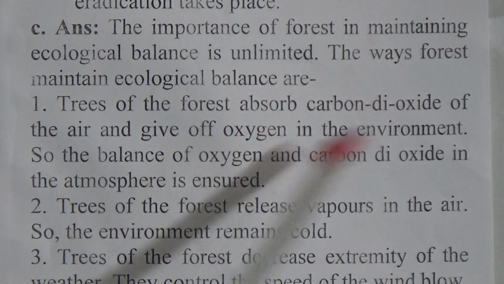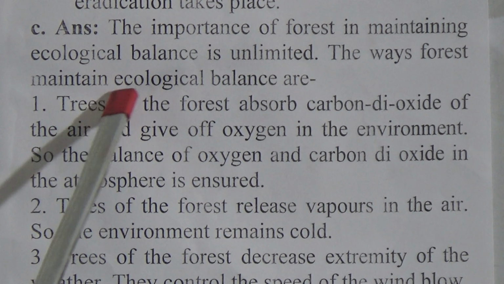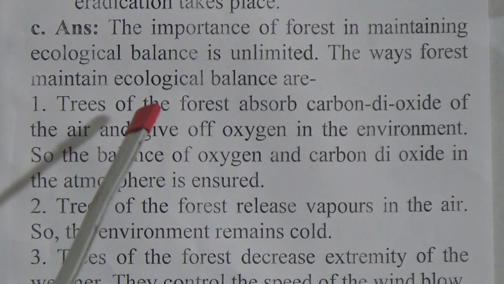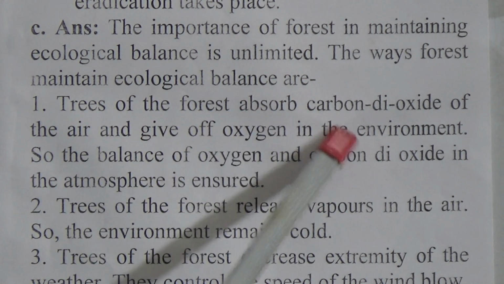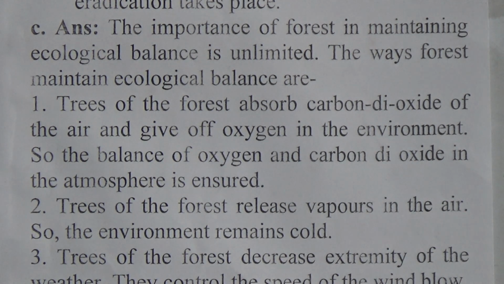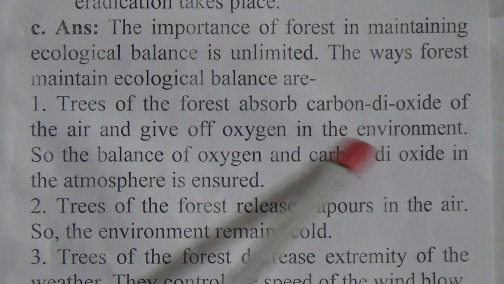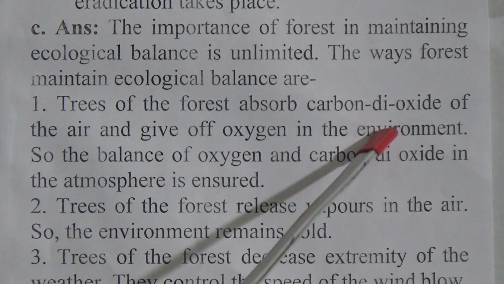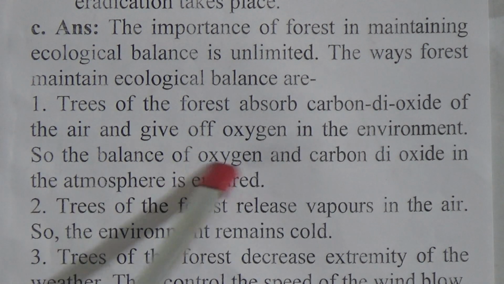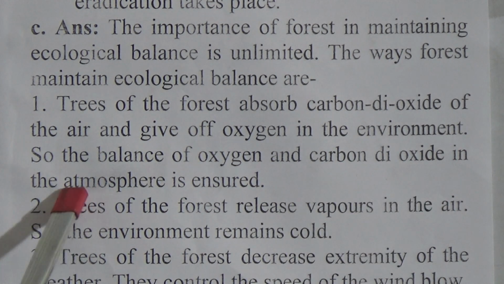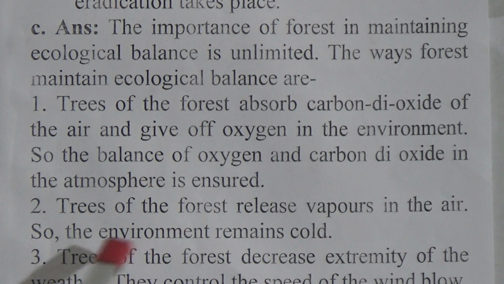The ways forests maintain ecological balance are: trees of the forest absorb carbon dioxide. That means forest absorbs carbon dioxide of the air and gives up oxygen in the environment. These are very necessary for human beings. So balance of oxygen and carbon dioxide in the atmosphere is ensured.